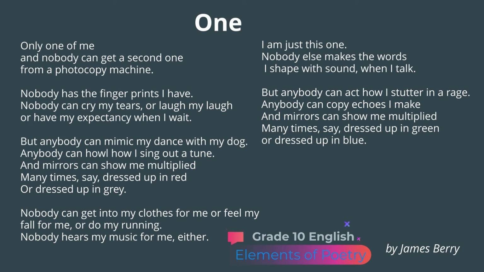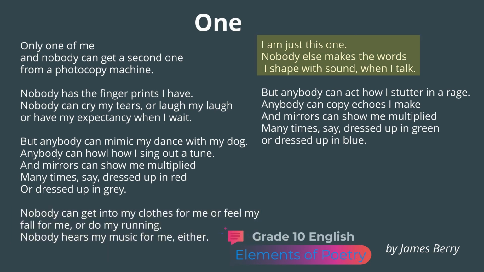1. By James Berry. Only one of me, and nobody can get a second one from a photocopy machine. Nobody has the fingerprints I have. Nobody can cry my tears, or laugh my laugh, or have my expectancy when I wait. But anybody can mimic my dance with my dog. Anybody can howl how I sing out a tune. And mirrors can show me multiplied many times, say dress up in red or dress up in gray. Nobody can get into my clothes for me, or feel my fall for me, or do my running. Nobody hears my music for me either.